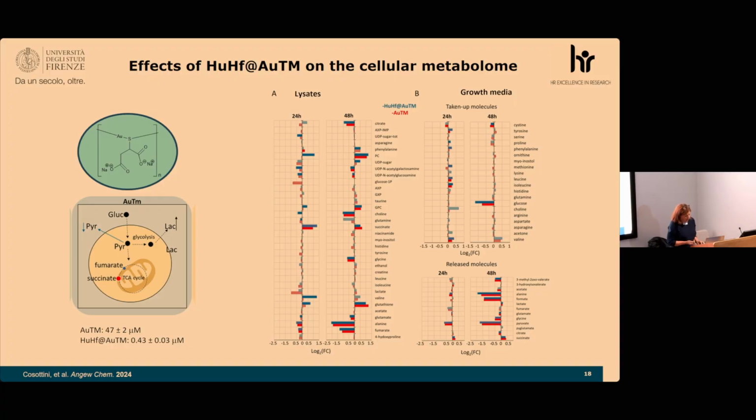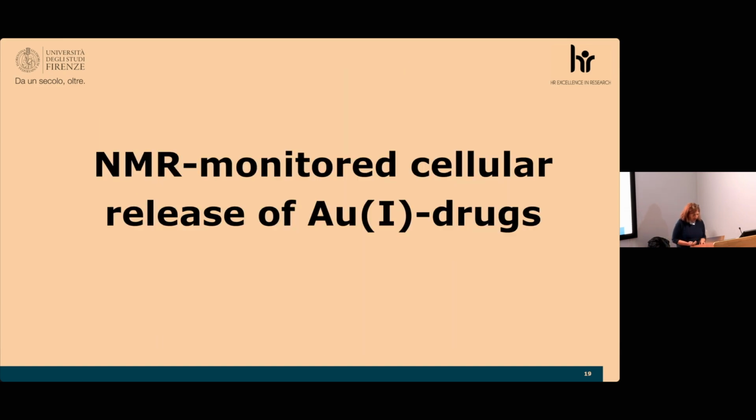So, what does it mean? It means that not only can we target cancer cells by ferritin, with higher affinity with respect to the healthy cells, but this carrier does not alter the metabolomic changes that are induced by the compounds.